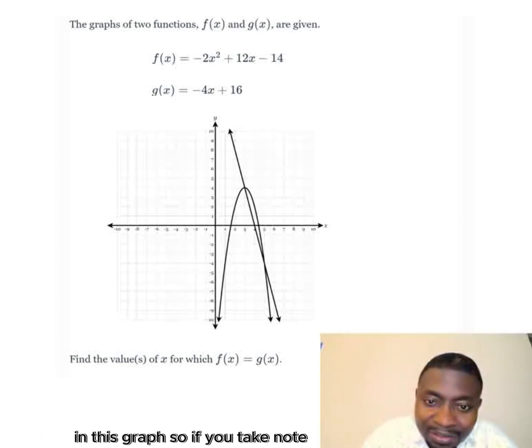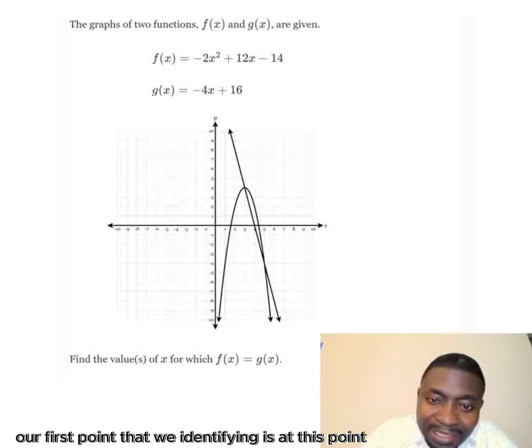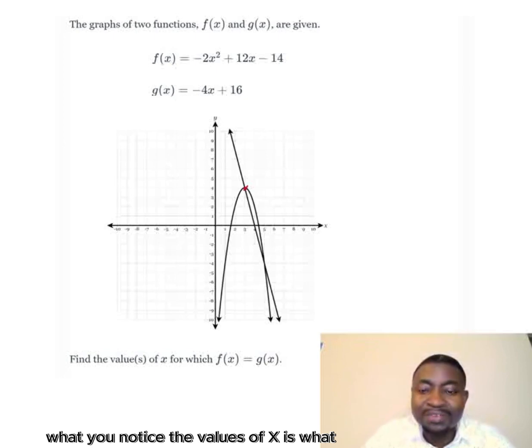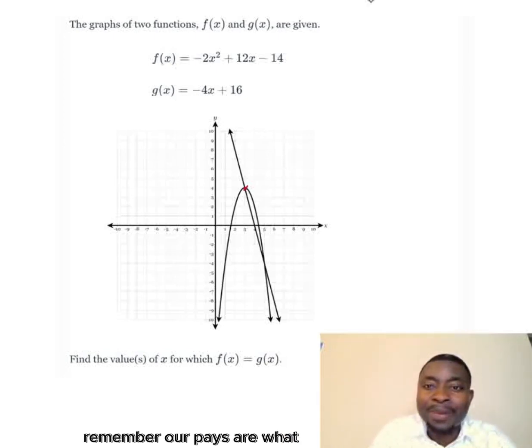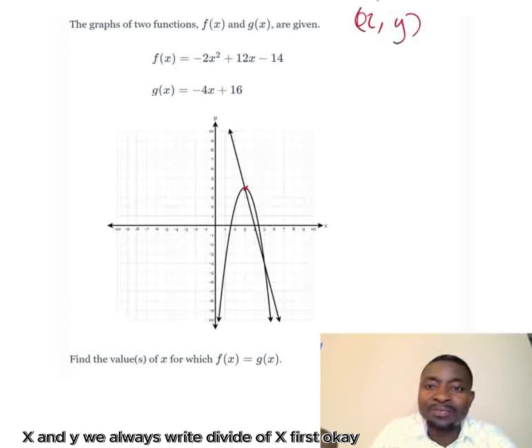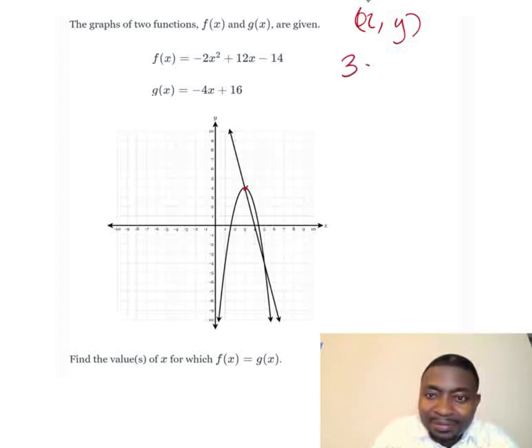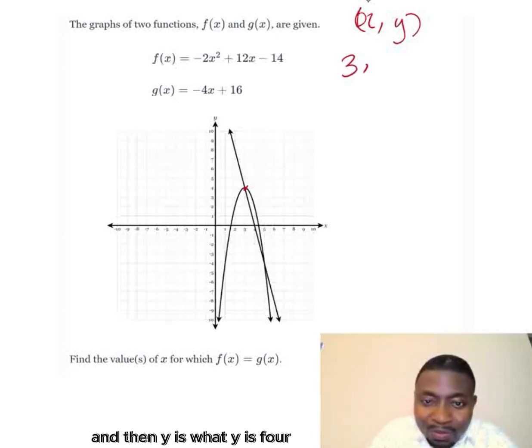If you take note, our first point that we'll be identifying is at this point here. At that very particular point, what do you notice the value of x is? Remember, our pairs are x and y. We always write the value of x first, okay? So at this point, x is 3, and then y is 4.